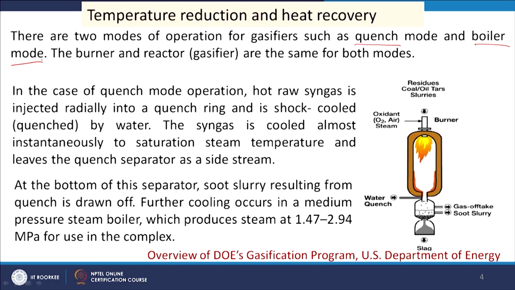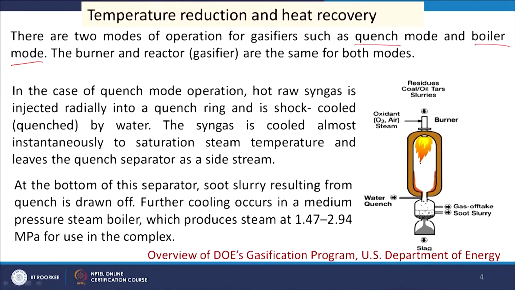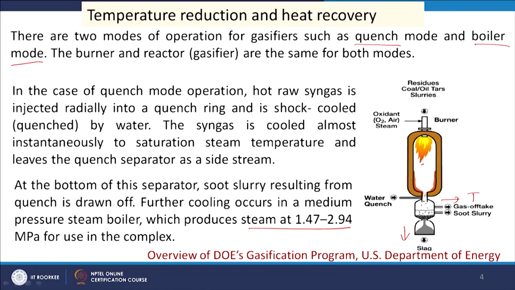In both modes the reactor part is similar, but the difference is the cooling process. In the quench mode the syngas which is produced here is first passed through the quench ring and it is cooled by shock. The temperature of the syngas is reduced to the temperature of saturated steam, then it goes out from the side stream and the slag or ash materials come down. This way we can reduce the high temperature syngas to a lower value, and in this case 1.47 to 2.94 megapascal steam can be produced.